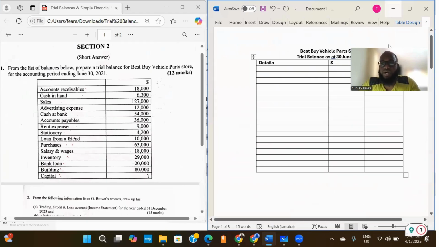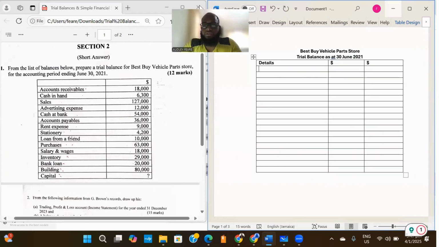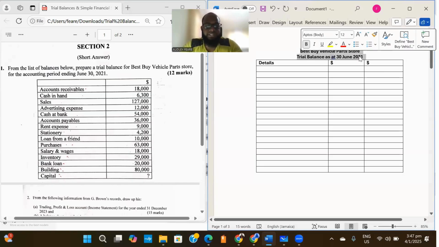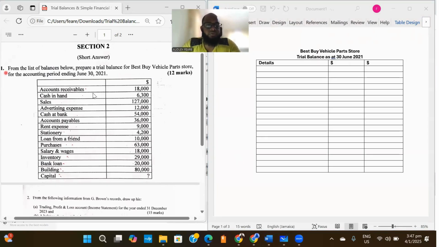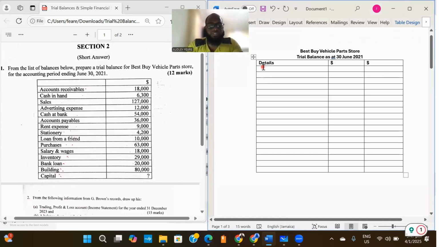First and foremost, you are supposed to ensure that you write the name of the business. So it's Best Buy Vehicle Parts Store, trial balance as at the 30th of June, 2021. I always encourage that as you go through, you tick. Yes, you can always tick off whenever you have done one account and move on to the next. It could save you some time. All right, let's go. We're going to start with the first one.